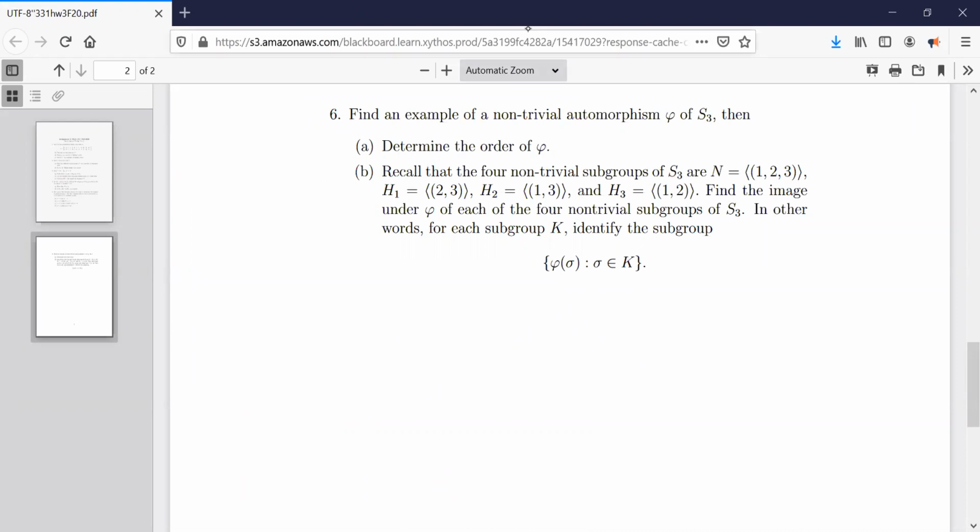So someone give me an example of an automorphism. So we're basically being asked how many different automorphisms there are. Find an example of a non-trivial automorphism. So non-trivial, that just means you're not doing the identity automorphism.